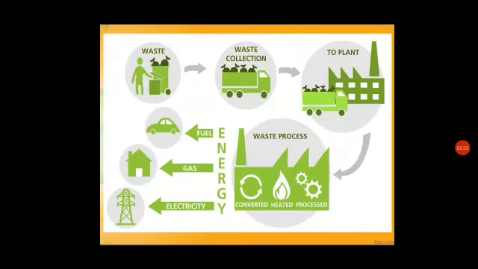Here in this diagram you can see, first we throw the waste, then the waste collection, then it goes to the plants where they segregate and process it, and from this, different types of fuels, gas and electricity can be produced. The waste can be converted into these fuels.